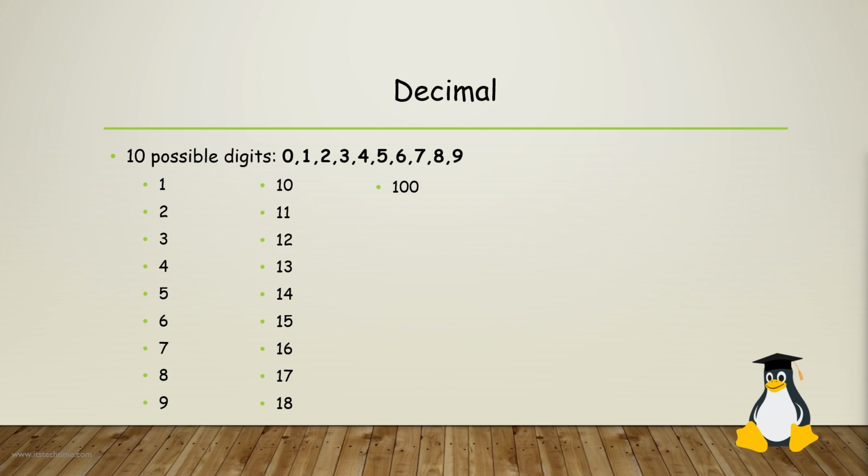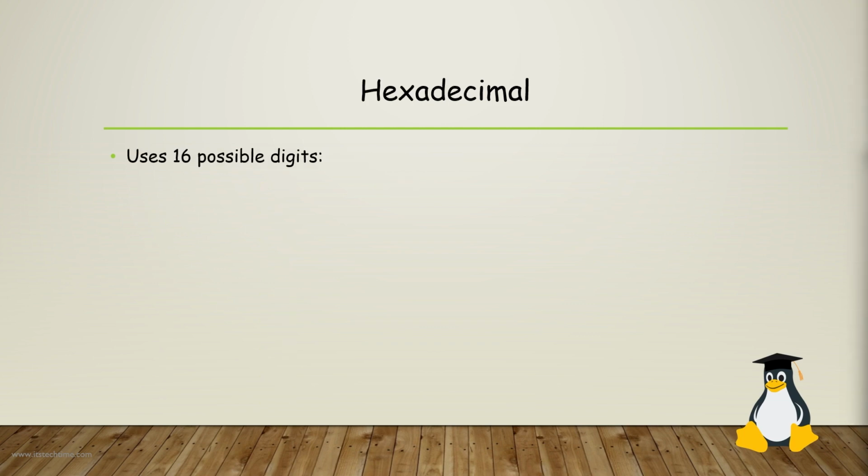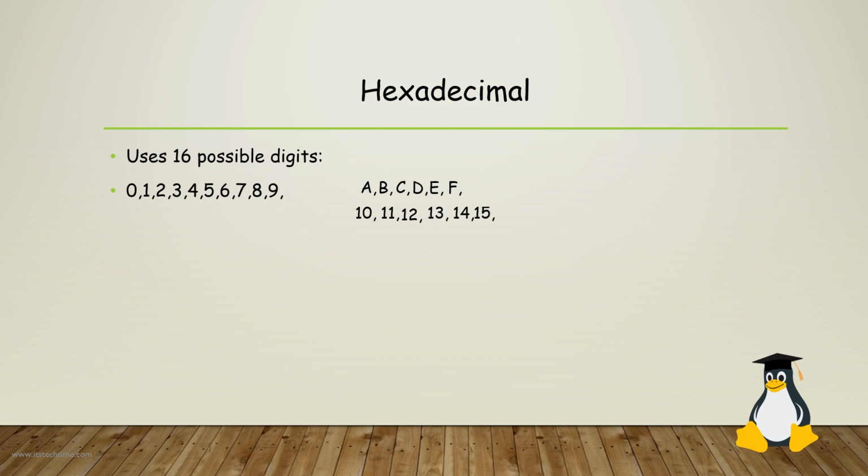So now we'll look at the hexadecimal system. Well, in the hexadecimal system, you have 16 possible digits you can use. The first 10 digits are the exact same as from the decimal system: 0, 1, 2, 3, 4, 5, 6, 7, 8, and 9. And the last 6 digits are borrowed from the alphabet: A, B, C, D, E, and F. So A is the same thing as 10, and B is the same as 11, C is the same as 12, D is the same as 13, E is the same as 14, and F is the same as 15.